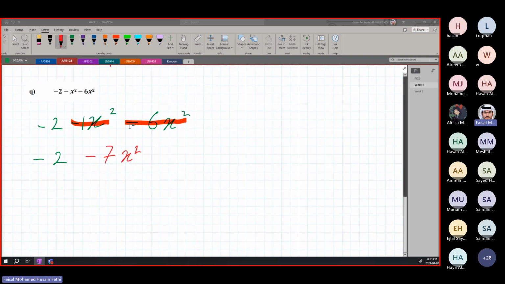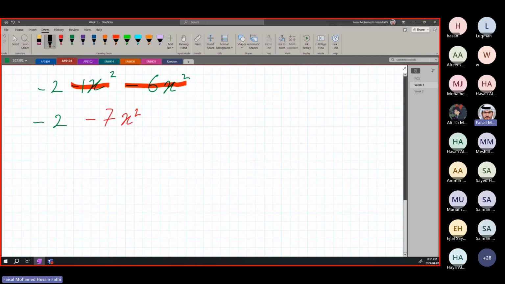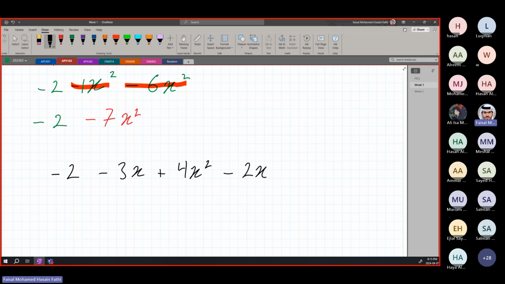That's pretty much it. Again, I'll just give you a question really quickly: minus 2 minus 3x plus 4x squared minus 2x plus 6x squared. Again, you look at the x squared terms and take them together. You look at the x terms by themselves, minus 2x and minus 3x, and group them up together. Let's say this is plus 7. You look at the plus 7 and the minus 2 by themselves, and then you group those by themselves.